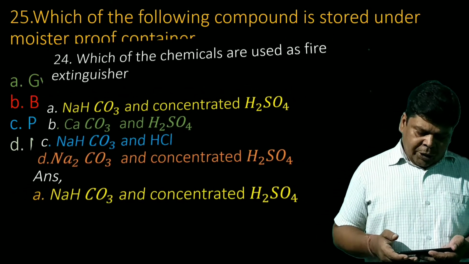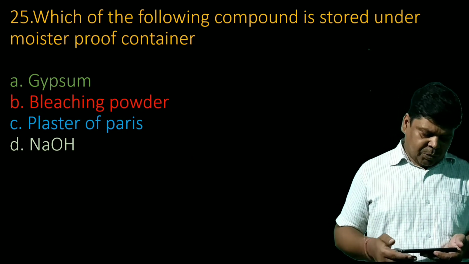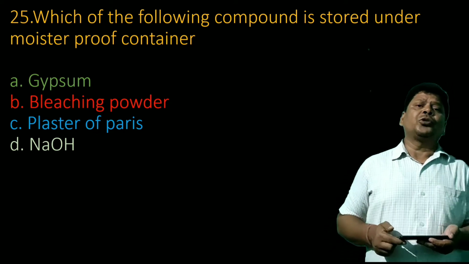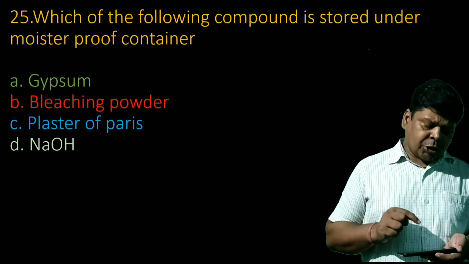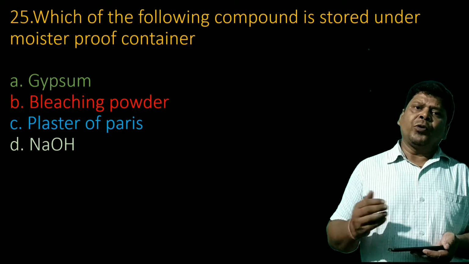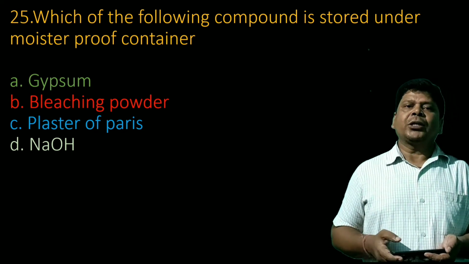Which of the following compounds is stored under moisture proof container? Gypsum, bleaching powder, plaster of Paris, NaOH. Plaster of Paris is stored under moisture proof container because plaster of Paris after absorbing moisture converts into the hard substance that is gypsum. So answer is C, plaster of Paris.